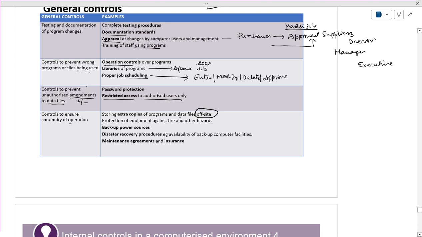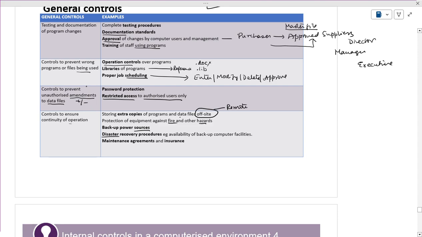You should keep them in remote places because natural disasters will come. Sometimes there will be fire, sometimes some attack. Something will happen, unfortunately. In that case, the data should not be lost. Protection of equipment against fire and hazards. Backup power sources. These are simple ways of understanding.